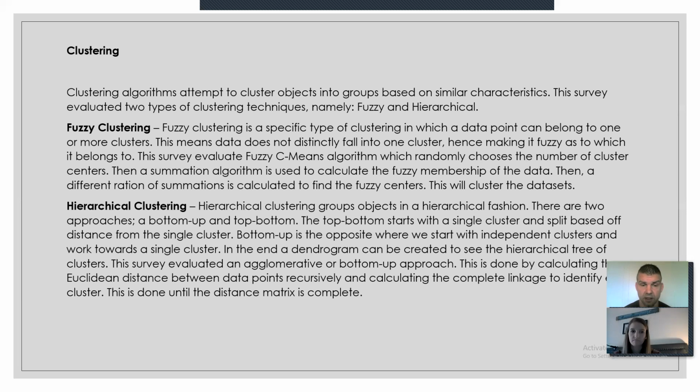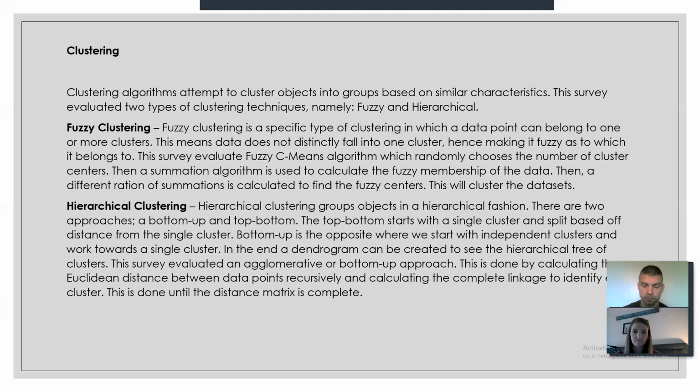This survey evaluated an agglomerative or bottoms up approach. This is done by calculating the Euclidean distance between the data points recursively and calculating the complete linkage to identify the clusters. This is done until the distance matrix is complete, therefore identifying all of your clusters and how the hierarchy is formed.